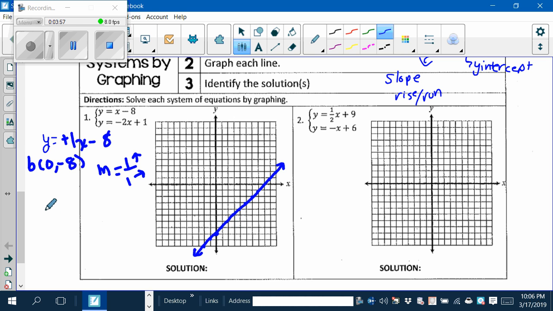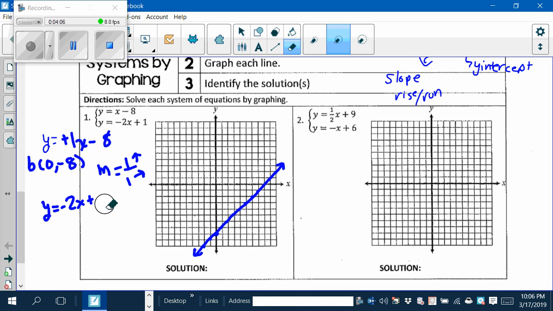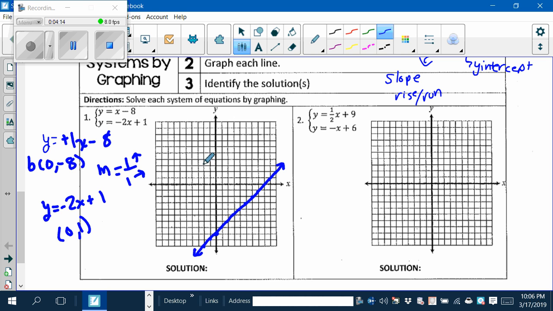Now my next one is y equals negative 2x plus 1. So my y-intercept is the point (0, 1). That's where I start. Then I use my slope of negative 2 over 1. I always say that the slope is kind of like your GPS. So you go down 2 and over 1 each time. I want to make sure I'm going in the direction I need to be going in, so that's towards the other line. So I'm in good shape here.